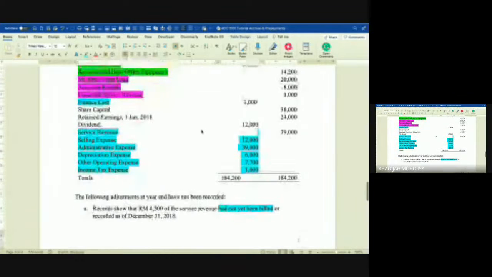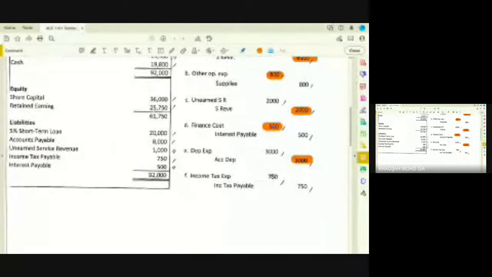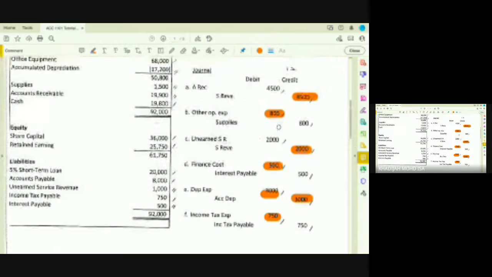What else? All right. And the income tax expense also increases from 1,000. Now you have another income tax expense here, 750. Yeah, you have taken out your depreciation. What is this? Because it's not very clear. This one, it should be the 750 and the expense. Huh? You have finance cost as well. Yeah.